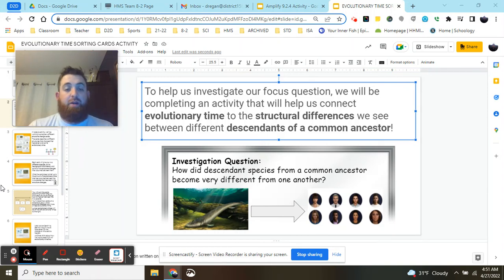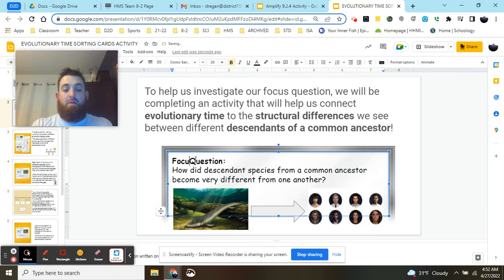Hey everybody, Mr. Regan here, and we've just completed our evolutionary timeline model, and now we're going to investigate our focus question by completing an activity that will help us connect this idea of evolutionary time. So all that time we saw between the beginning of Earth to humans first arriving, and those structural differences that we see between different descendant species. So those differences might be like the differences in teeth and skulls and arms and limbs and things like that.